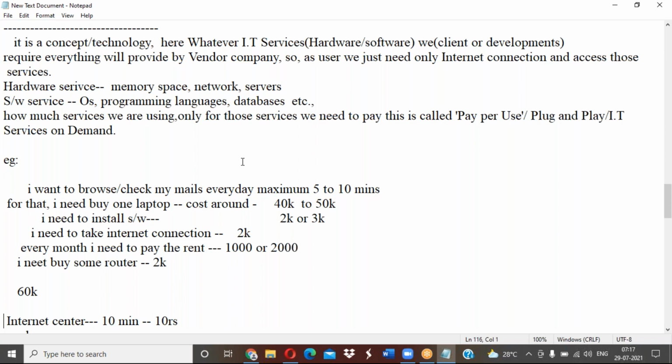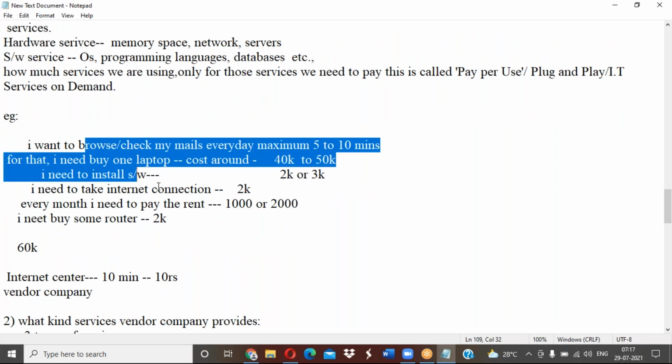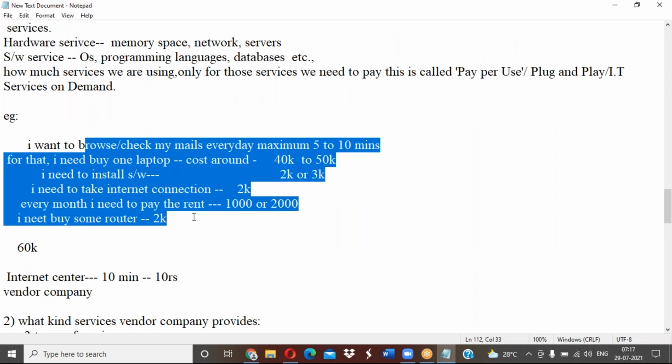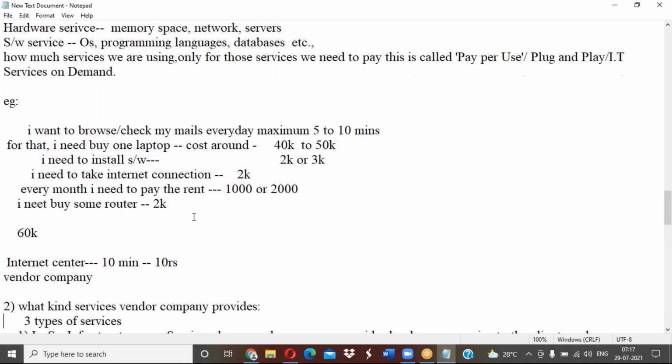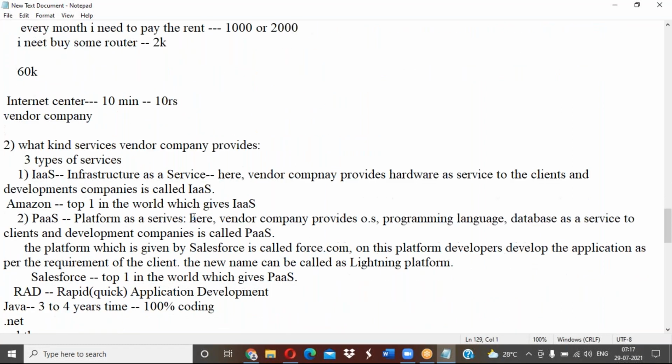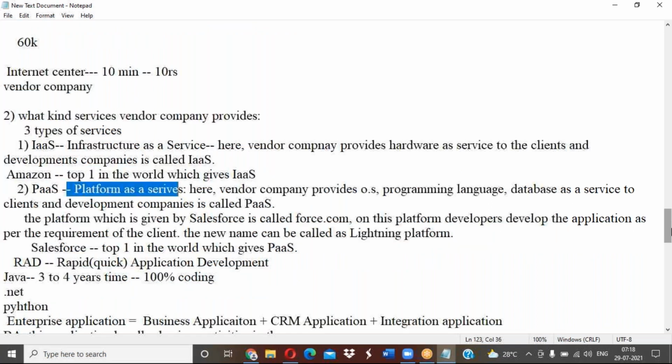Later on, I gave a very elaborate example regarding cloud computing. I hope all of you remember that. Later on, we discussed what kind of services cloud computing provides. Cloud computing provides three types of services, yes or no? What is the first one? Infrastructure as a service, platform as a service, and software as a service.